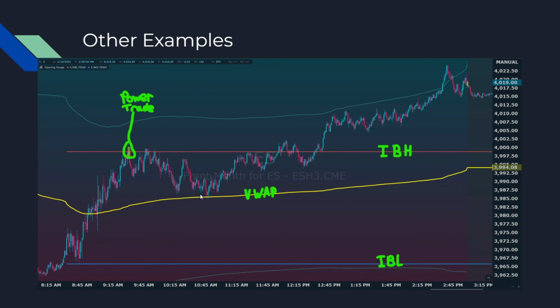Then we get a little bit of a spike, comes back down and plays around, playing with our hearts. This is actually a little bit of a power trade rejection. You could have taken this too. I did not that day. But yeah, so we eventually make another move up towards the power trade again.